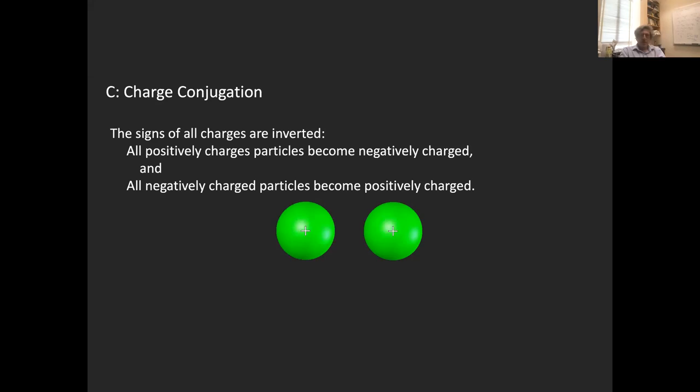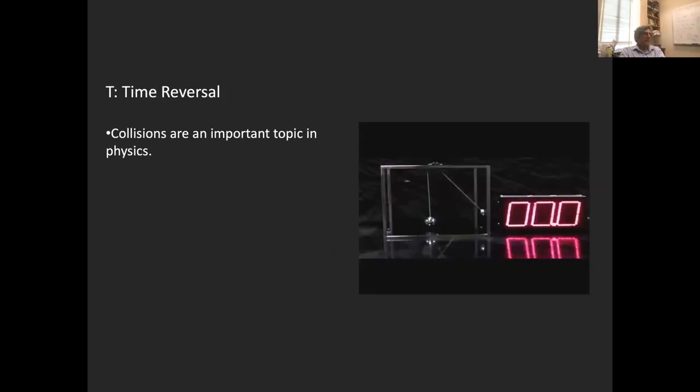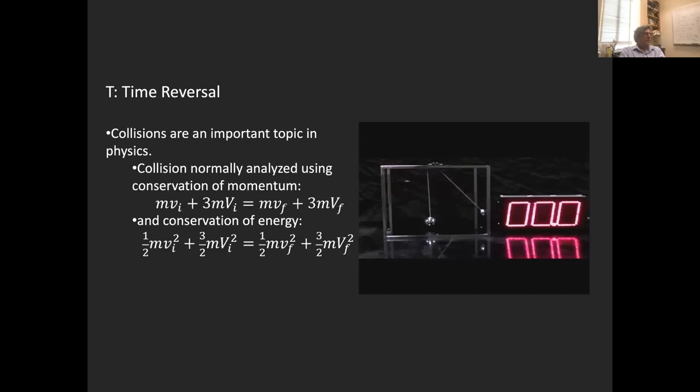So C is charge conjugation. Take something which is plus, make it minus. Take something minus and make it plus. T is time reversal. So here you see a cartoon of a metronome with just two spheres. The collisions would be conservation of momentum. That's the first equation. Conservation of energy, that's the second equation.